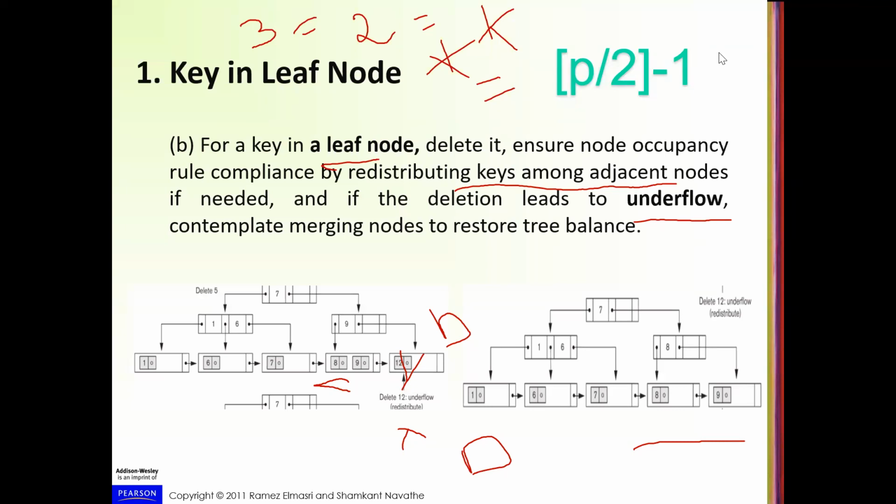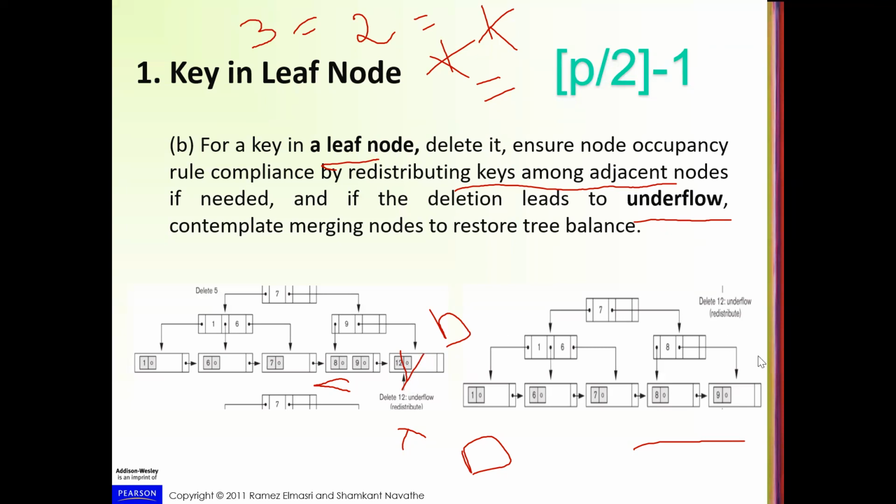The second variant of the first case could be that we have a leaf node, but deleting the leaf node is causing an underflow. For example, we are trying to delete the number 12. Here, this element is the single element present in this node. Now, if we delete this element, this node will become empty and the node will underflow.